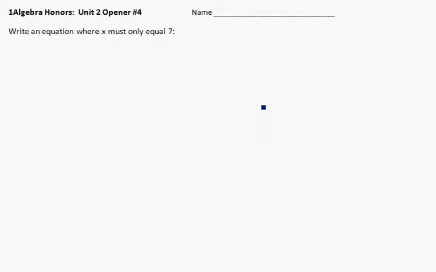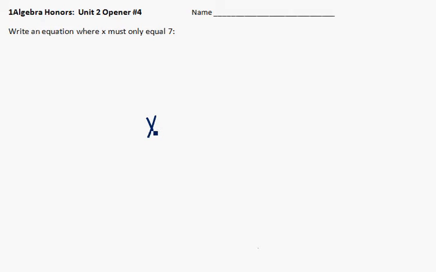In Unit 2, opener number 4, you're asked to write an equation where x must only equal 7. Well, there are infinitely many possibilities for equations that you could have written where x must only equal 7. So the odds of me matching your equation are very slim. But I just want to take a look briefly at how to go about this process and how to start from the end and work backwards.